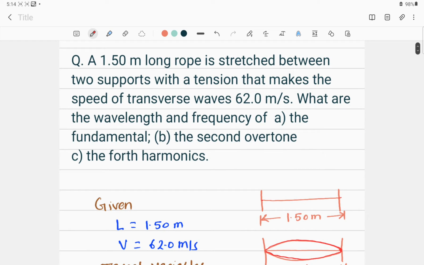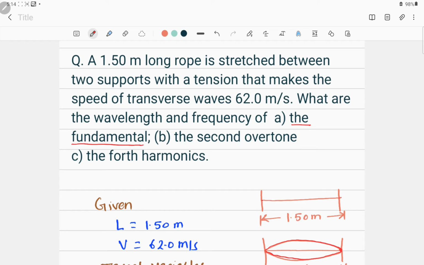Okay, a 1.5 meter long rope is stretched between two supports with a tension that makes the speed of transverse waves 62.0 meters per second. What are the wavelengths and the frequency of the fundamental, the second overtone, and the fourth harmonic? So these are the things we have to calculate.